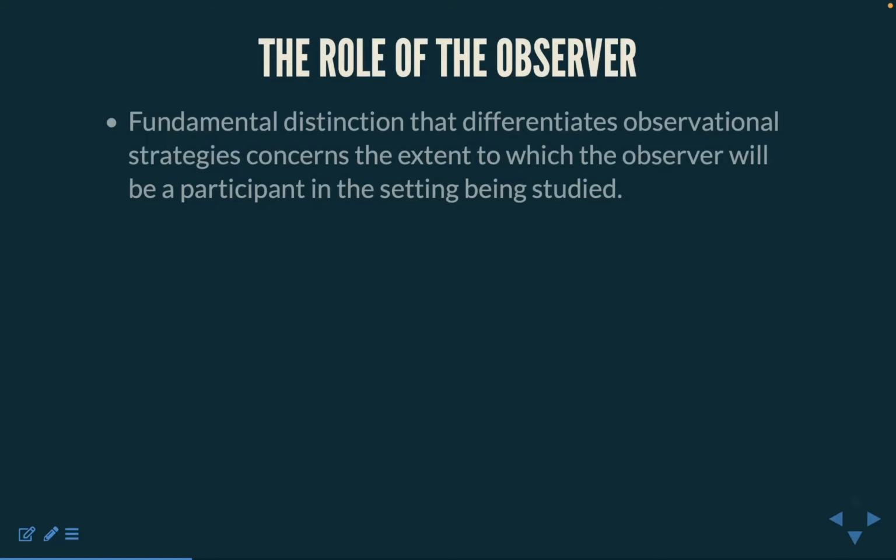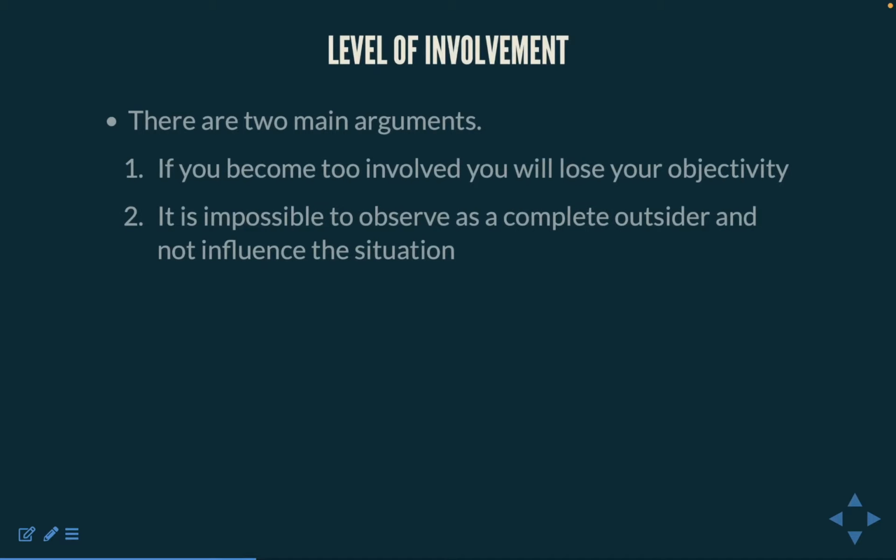The fundamental distinction that differentiates observational strategies concerns the extent to which the observer will be a participant in the setting being studied. The level to which the researcher becomes involved and immersed in the context is one of the central debates surrounding observation. There are two main arguments. One, if you become too involved, you will lose your objectivity. But who is to say that objectivity is the desired condition in your research?